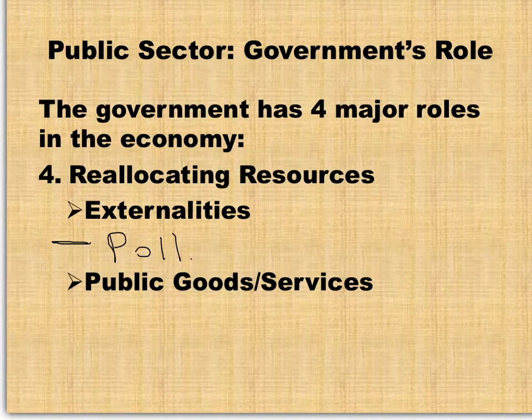Another would be secondhand smoke. Buyer and seller of tobacco are happy, but someone external to that transaction gets cancer because of secondhand smoke. That's a classic negative. What do we do? How does government reallocate resources and address this problem?